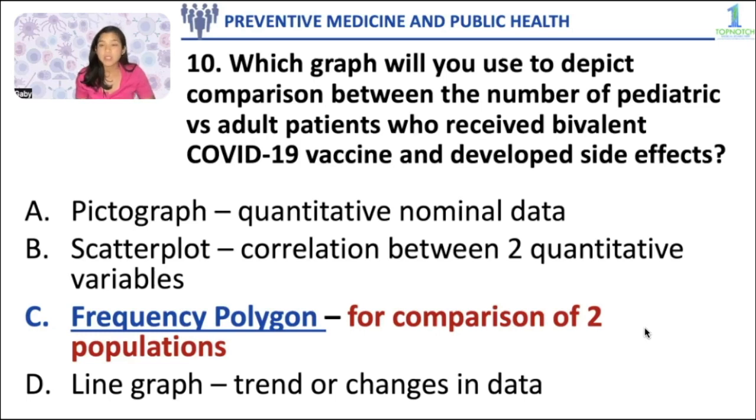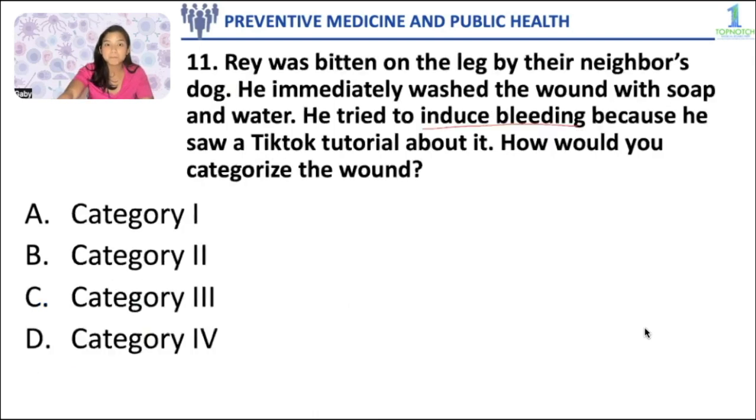A scatter plot is more used to correlate two quantitative variables. So for example, we want to correlate age and mortality rate in patients who have developed COVID-19. Line graph is more used if we want to see trends or changes in data over a period of time. So that would be when we would use a line graph. But for comparing these two populations, the best answer would be a frequency polygon.